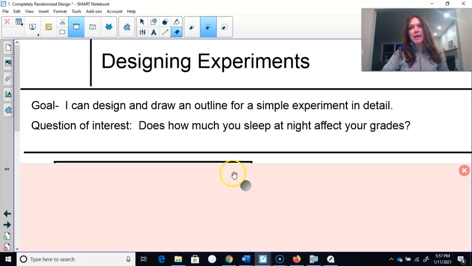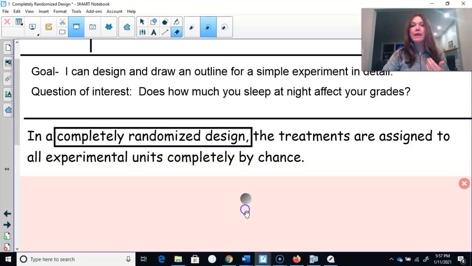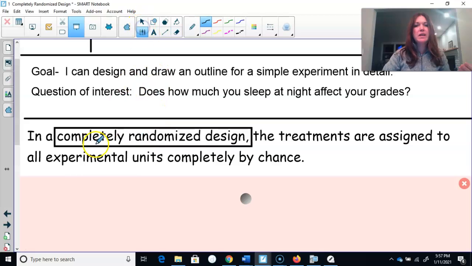So what I could do is I could run an experiment and I could do something called a completely randomized design. This is where the treatments are assigned to all experimental units completely by chance. First of all, what is an experimental unit? That is what is being tested. And if it's a person, we call them subjects, okay? So you can imagine now, in this idea here, I want to see how much sleep you get a night affect your grades. I'm not doing an observational study. I actually have to give a treatment.